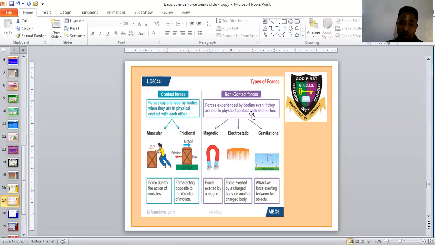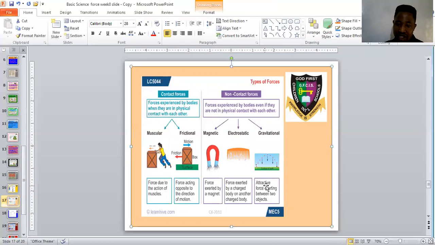So let's go to non-contact force. Forces experienced by bodies even if they are not in physical contact with each other. First one is magnetic. Force exerted by a magnet. I said that earlier. You can see these nails attracted to the magnet. And this electrostatic force I explained by taking your comb, rubbing it vigorously on your hair, and placing it close to a strand of your hair or a paper. Force exerted by a charged body on another charged body. I told that earlier. And lastly, gravitational force. Attractive force between two objects. The force of the earth pulling everything downwards to the earth.